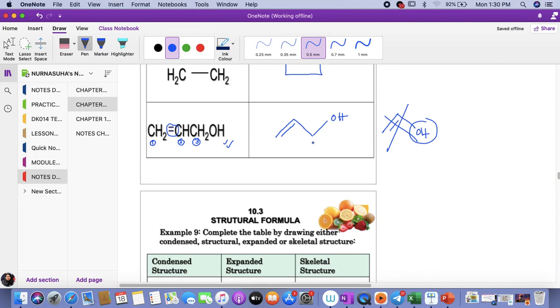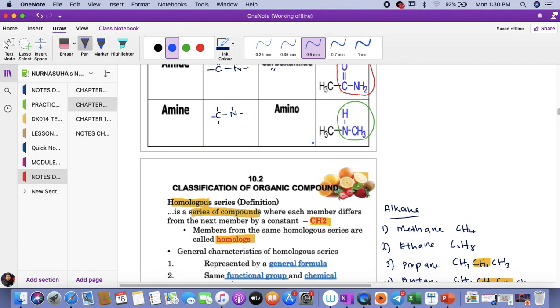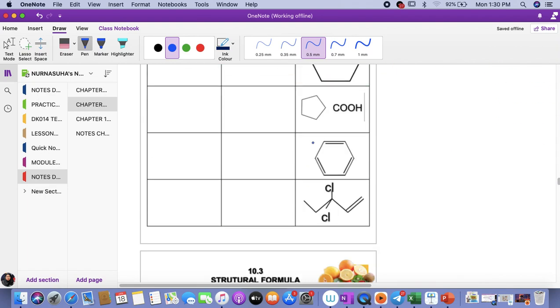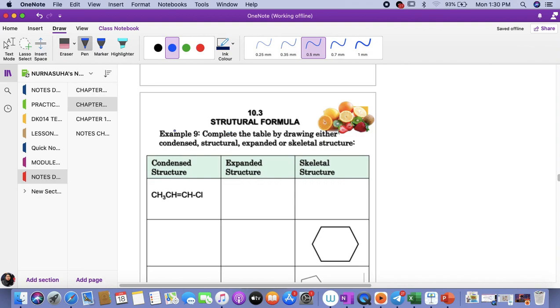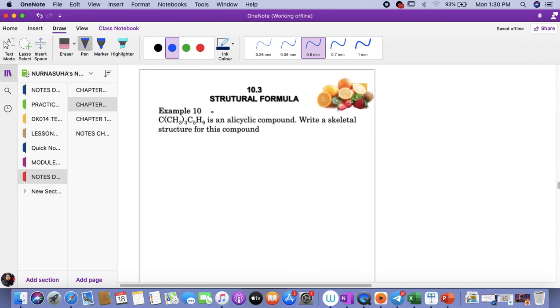So, that's it for skeletal structure. Okay, please do example 9 as your homework. Example 10.